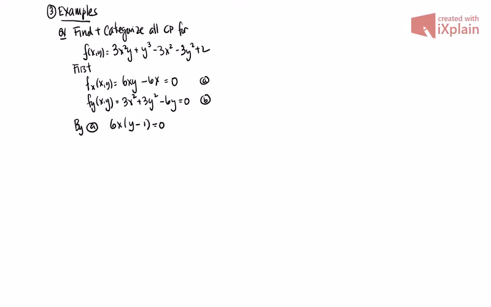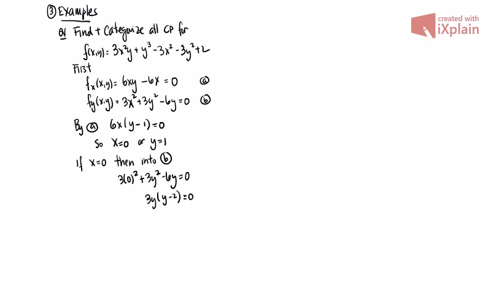I chose A because it's factorable. B is not factorable; there's nothing in there that you can pull out, and it's not obvious what you could do. But A, it's pretty clear. So this tells you either x is 0 or y is 1. Then we can follow both of those possibilities. If x is 0, I put it into B. We get 3 times 0 squared plus 3y squared minus 6y is 0. The first part vanishes, and then I can factor out a 3y, and we get either y is 0 or y is 2.